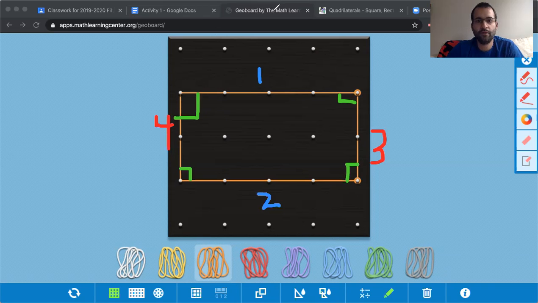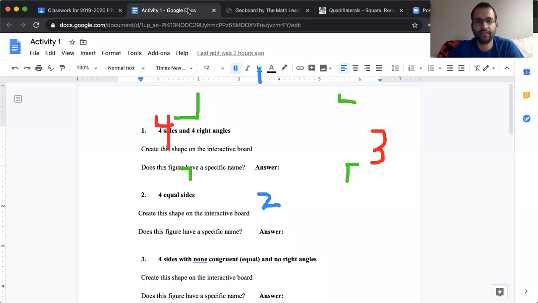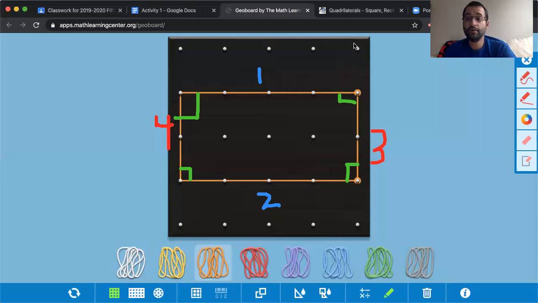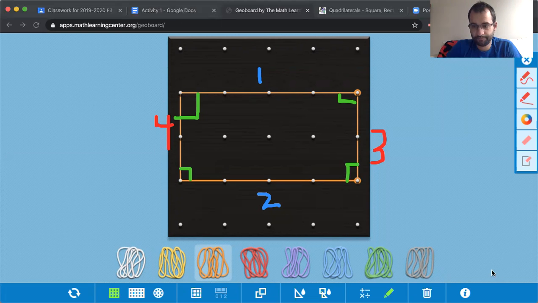Okay, so if I go back to my activity, notice how I still have my marks here, so I don't want to move my page. 4 sides and 4 right angles. I've done that, and if I go to look at, this is not a square because they're not all the same. This is now a rectangle because now my 1 and 2, notice how the 2 blue right here, 1 and 2 are the same size, and 3 and 4 are the same size. So let me clear my drawings.